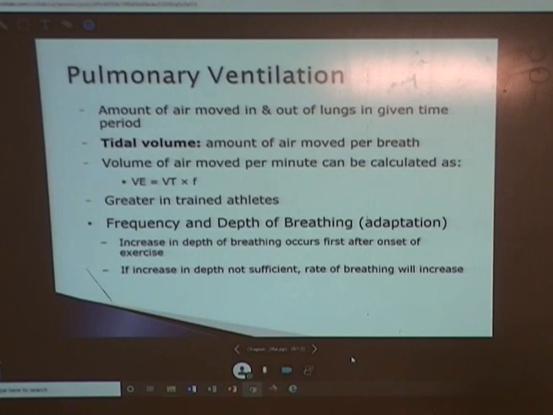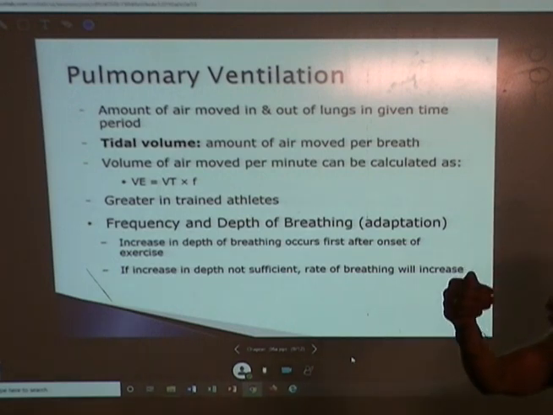So when we start to exercise, we see a change in this breathing pattern, which is quite interesting. The first thing that happens is we start to breathe bigger, right? So we start taking bigger breaths to begin with after we start physical activity. If by taking bigger breaths, we meet our oxygen requirement for the exercise workload, then that's the adaptation you see.